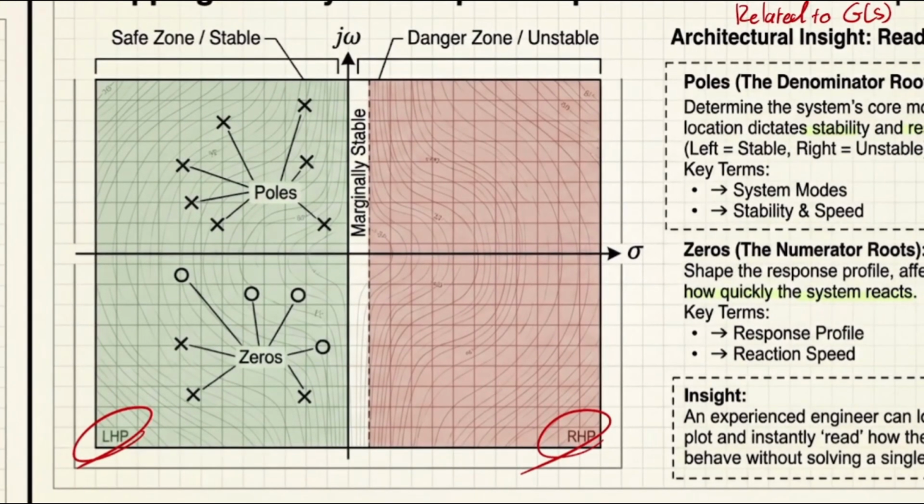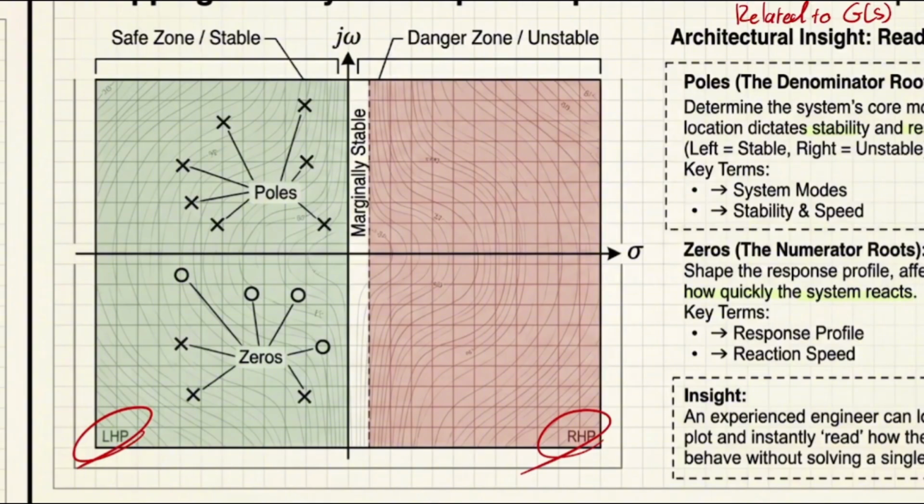So the S-plane has a left side and a right side. The left side is the one that we like. It means that if your poles, or what we call the DNA of the system, can be located on the left side, we can say that the system is stable. Or when we have the zeros on the left side, we can say something about the system itself.